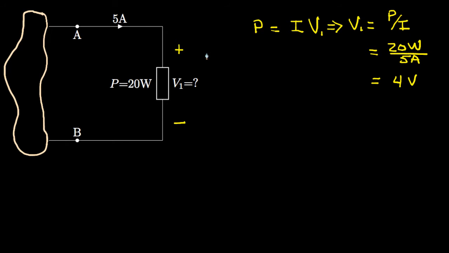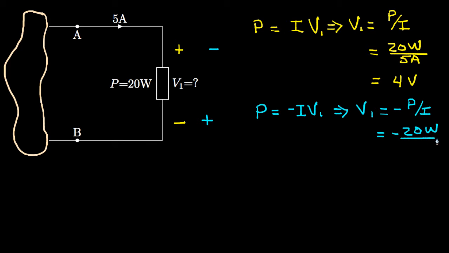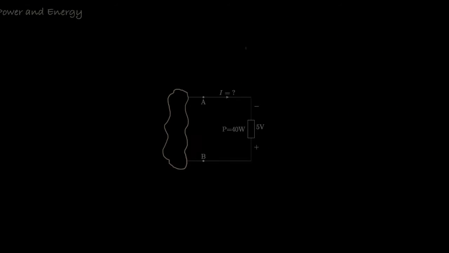Now let's see what would happen if instead of the negative to positive polarity for a voltage, we defined it in this direction. Well, in that case, the power would be this current. It would now enter on the negative sign, so we'd put a negative sign here, I times V1. So V1 would be negative P over I, which would be negative 20 watts over 5 amps, and we'd get negative 4 volts, which would be appropriate because in this case we've defined the polarity in the opposite direction. Well, let's look at another example.